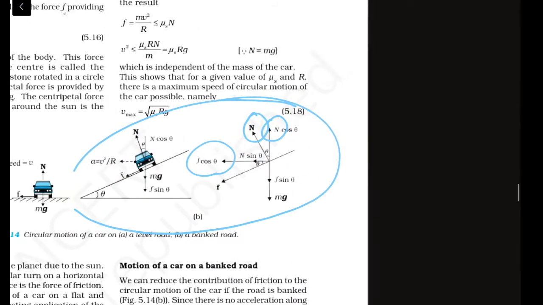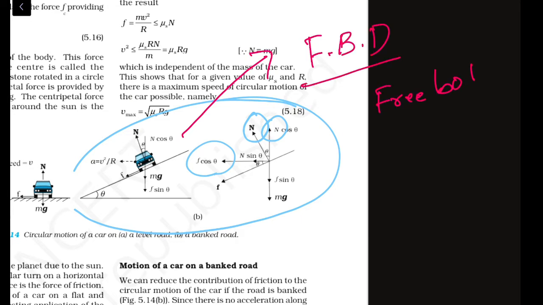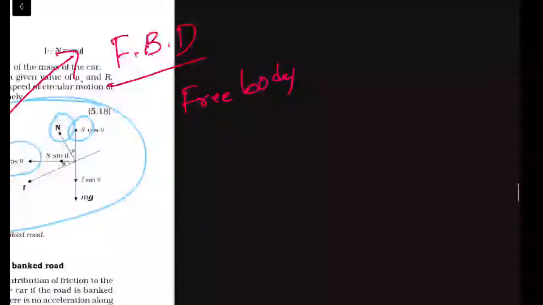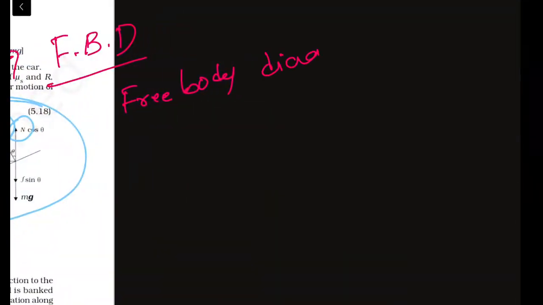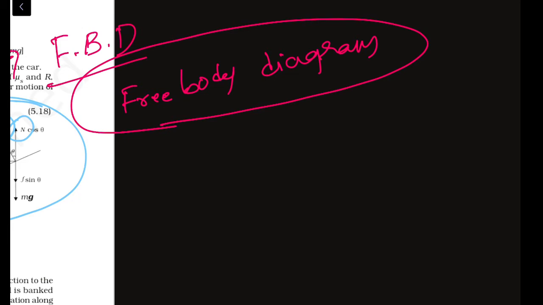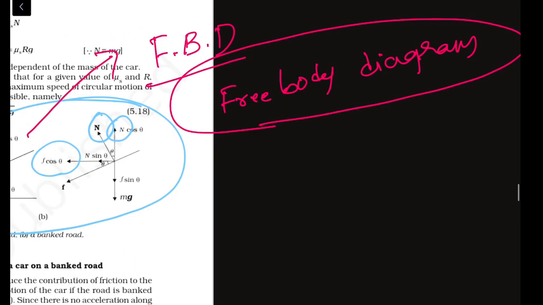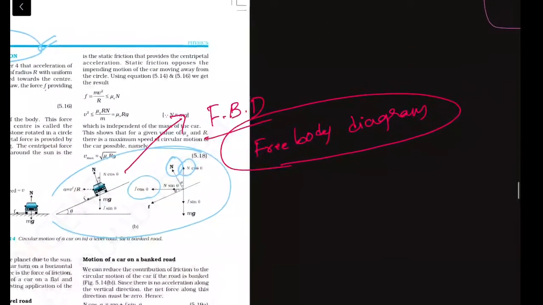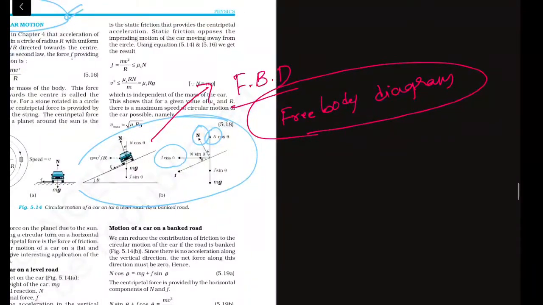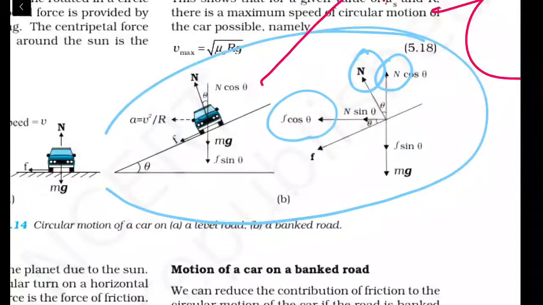This type of diagram we can call an FBD, a free body diagram. Got it, children? With the help of the concept of the free body diagram, every student can understand this type of diagram: in which the forces are acting, in which direction the body moves, and in which direction the acceleration will act.